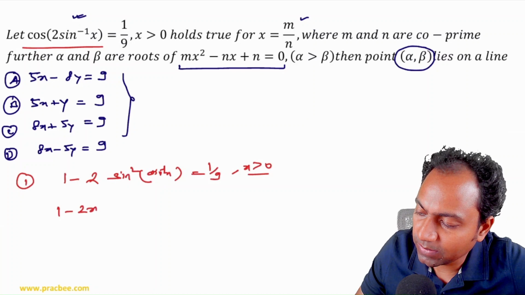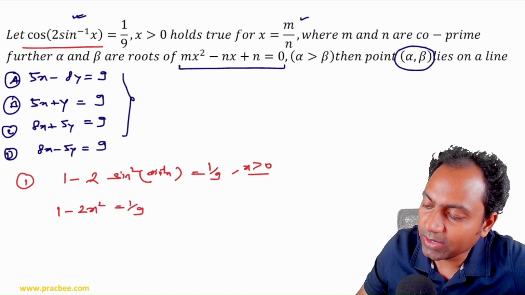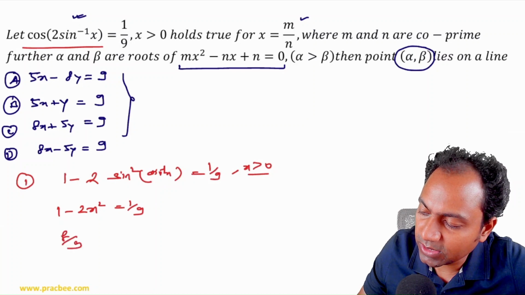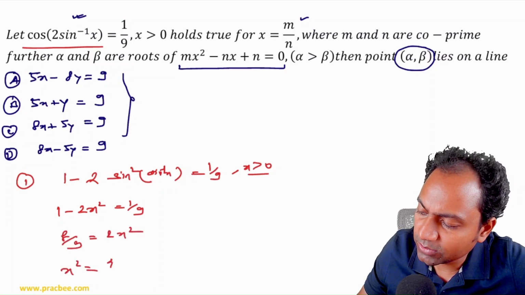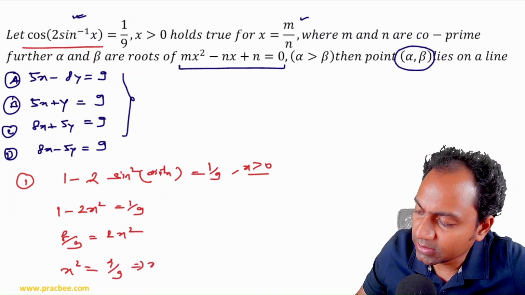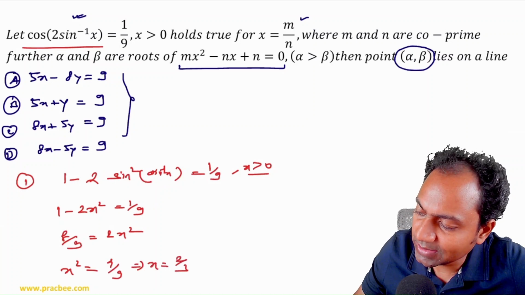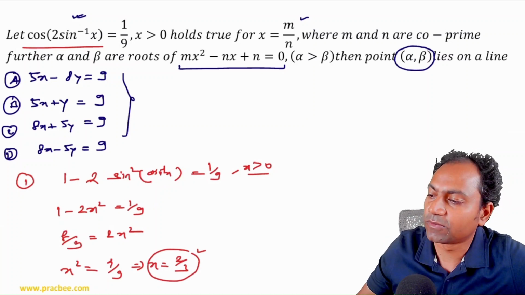This becomes 1 minus 2x square equal to 1 by 9. And if I simplify this, it becomes 8 by 9 is equal to 2x square. So the value of x square comes out to be 4 by 9. Hence the value of x is nothing but 2 by 3 since x is greater than 0. This is the first part.